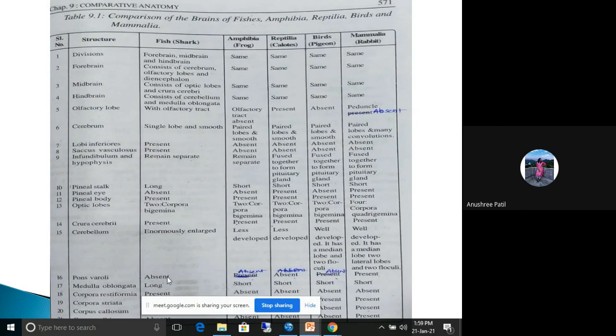Then pons varolii is present only in the mammal. Medulla oblongata is long in fish, short in all other vertebrates. Corpora restiformia are present only in fish, absent in all other vertebrates. Corpora striata are present in all animals. Then corpus callosum is present only in the mammal. The two lateral cerebral hemispheres connected by a band is called corpus callosum. And corpus albicans is also present only in the mammal, absent in all other animals. So this is the comparative account of the brain related to the practical.